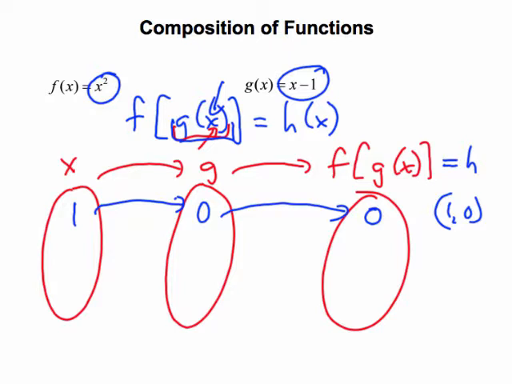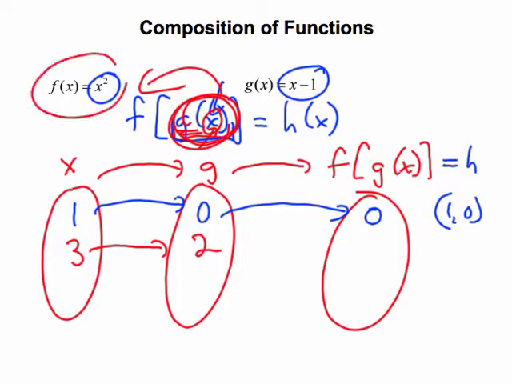Okay, let's do this again. Let's take 3. I'm going to apply operation g to it. 3 minus 1 is 2. I'm now going to take that output 2 and apply f to it. 2 squared is 4.